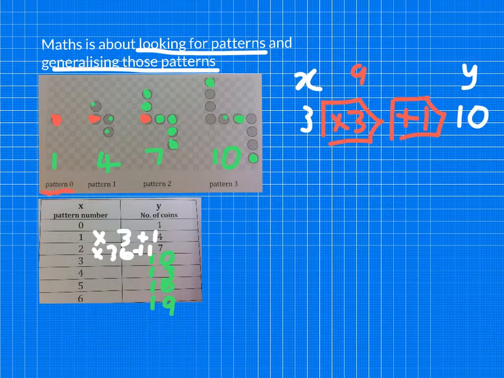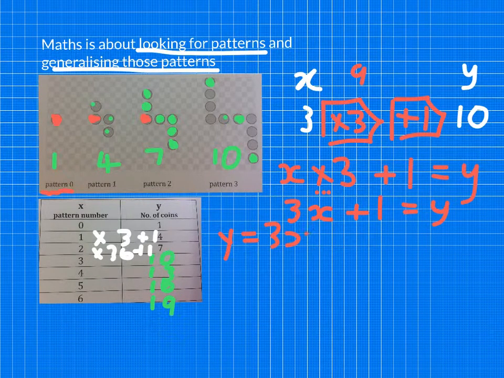We can now write this pattern or this rule in algebra. So we're saying that the pattern number is x, and then we're multiplying it by 3, because it's like the 3 times table, and then we're adding on 1, which was our starting dot, and that's going to give us y, the number of coins. To make it look better algebraically, we don't put the times sign, and we usually put the number before the x. So 3 times x would be 3x, plus 1 is equal to y. Or if you wanted to find the number of coins, y is equal to 3x plus 1.